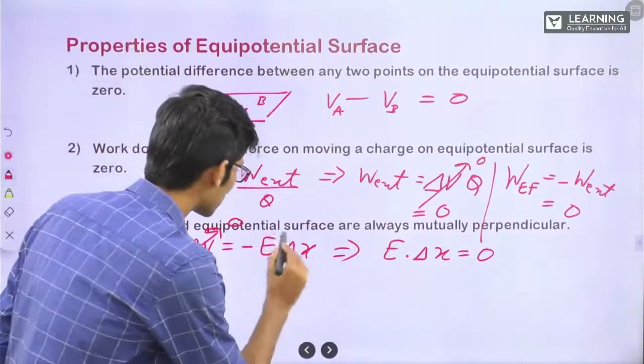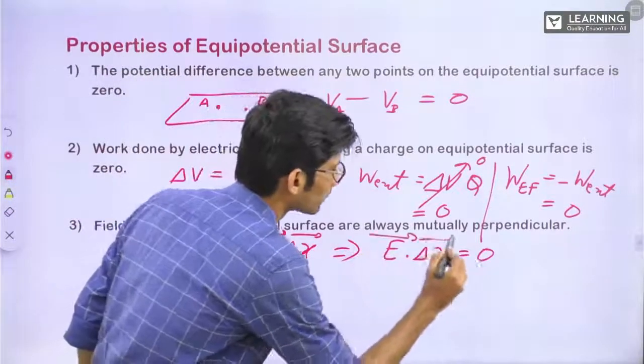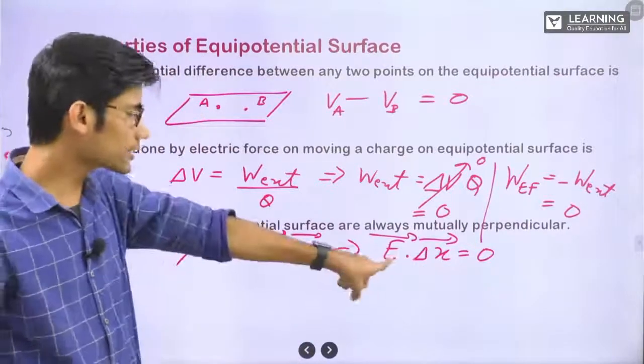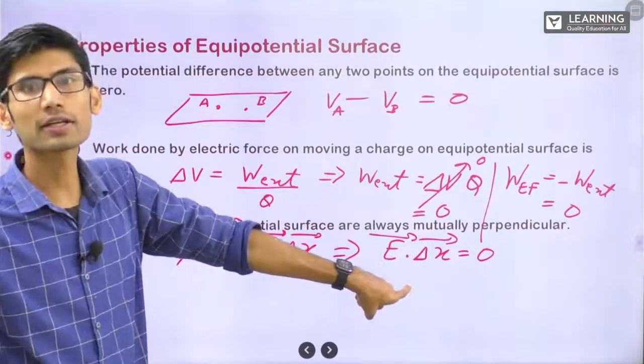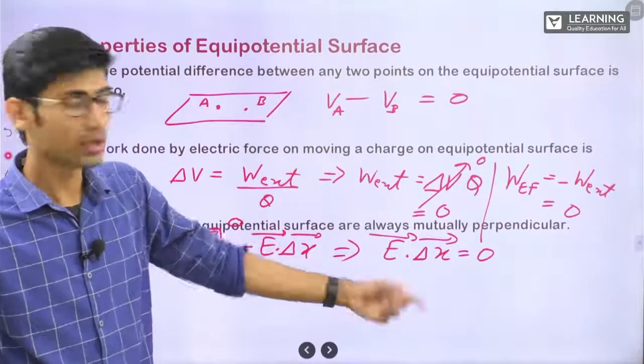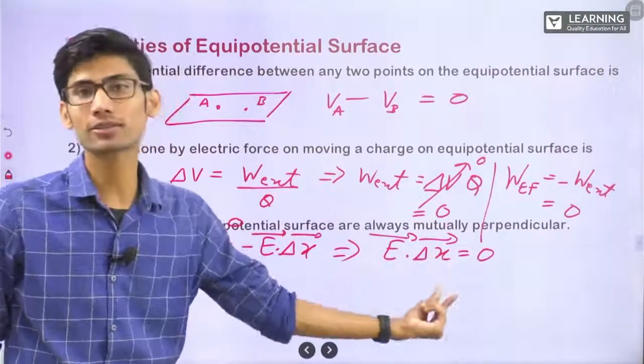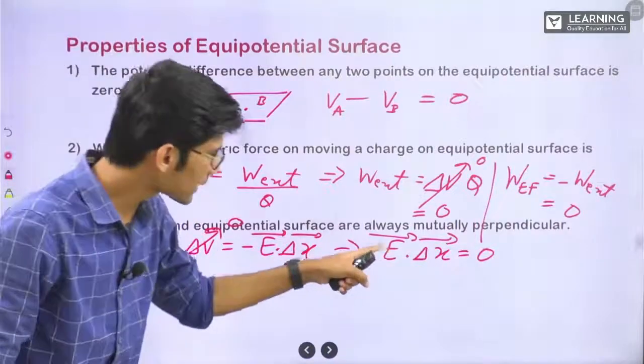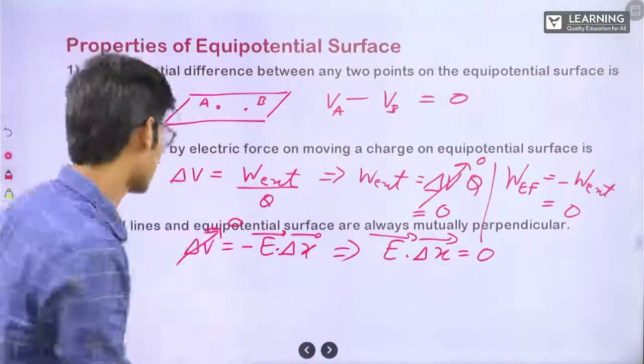Now these are vectors. This is a dot product. If the dot product of two vectors is 0, what does this mean? Either E is 0, that is, the electric field is 0, or the electric field and this delta x have a 90 degree angle between them. That means this electric field is perpendicular to the surface. Delta x, how did it come?